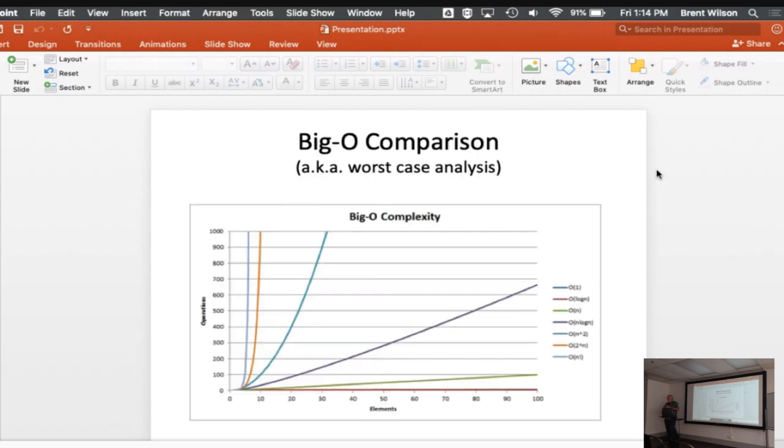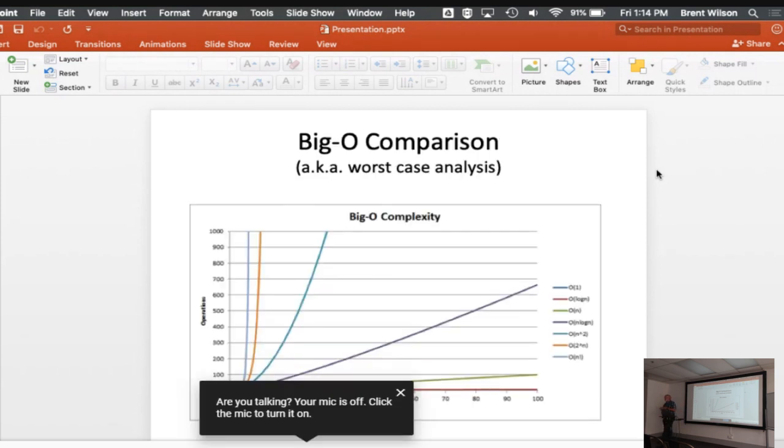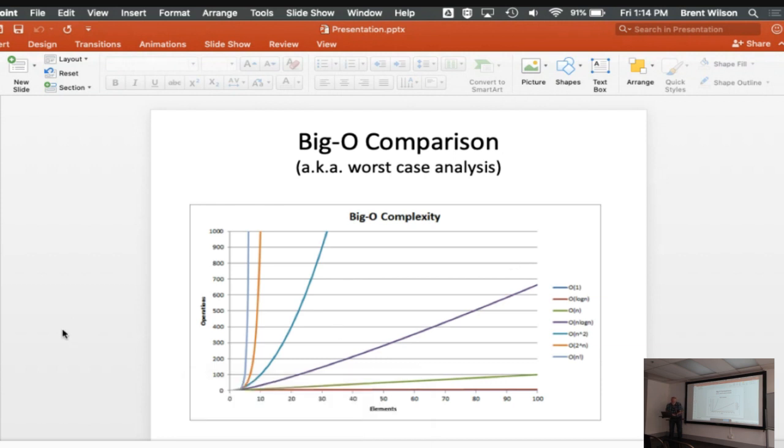So there's this thing that we call big O notation or big O comparison when we do algorithms. And what it refers to is the type of algorithm. This is really sort of tough to see. Let me hit full screen here on this thing. Let's see if that helps it a bit.